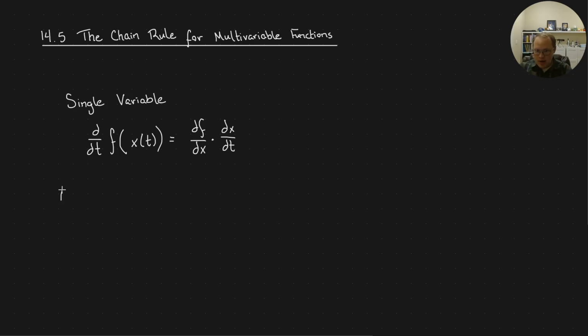Okay? Now, in the multivariable case, what are we doing? The idea here is we have a function of two variables. And instead of just plugging in an x value and a y value, we plug in two functions, one for each component. And then we take the derivative of this with respect to t. Okay? So let's derive a formula for the multivariable chain rule.